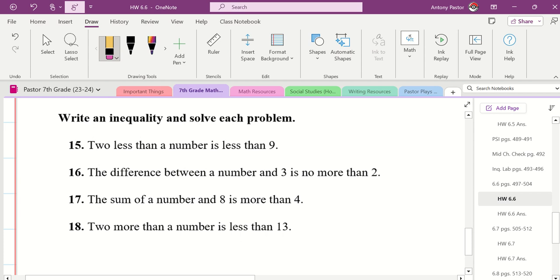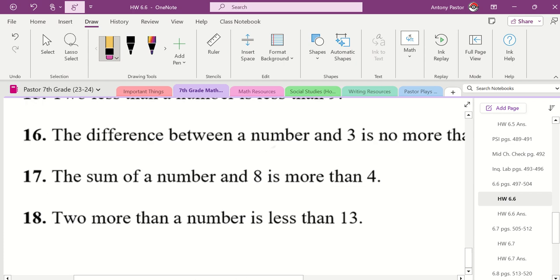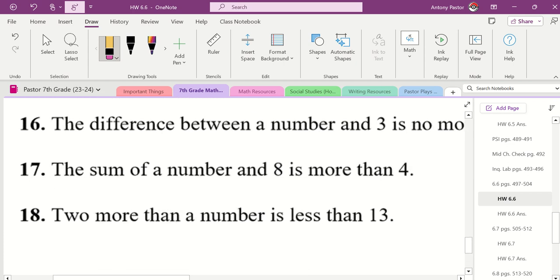So we are going to do number 17 together, and I'm going to show you how to do this. So number 17 says, the sum of a number and 8 is more than 4. When you read these, there are going to be certain words that are going to be key terms. So, rereading it again. The sum of a number and 8 is more than 4. What is one of the key terms there? Okay, sum is one of them. More is another. And there's another one that's not a single word.